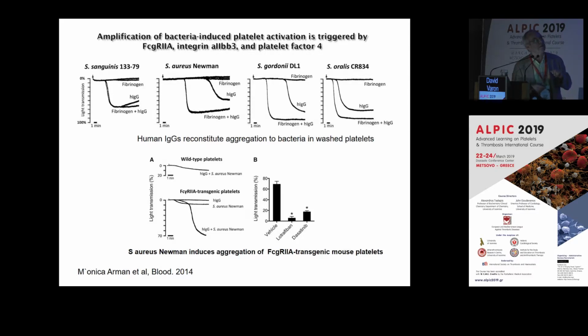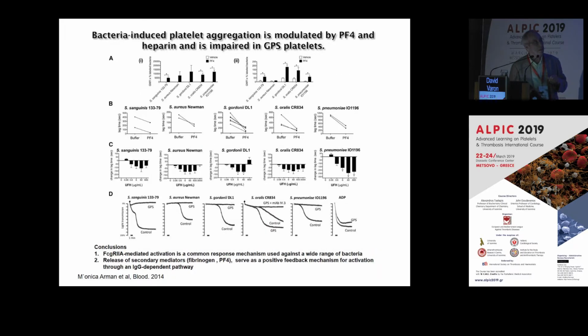by activating the Fc gamma R2a receptor. And the conclusion of this study was that Fc gamma R2a mediated activation is a common response mechanism used against a wide range of bacteria, and the release of secondary mediators, fibrinogen, platelet factor 4, serves as a possible positive feedback mechanism of activation through the IgG-dependent pathway.